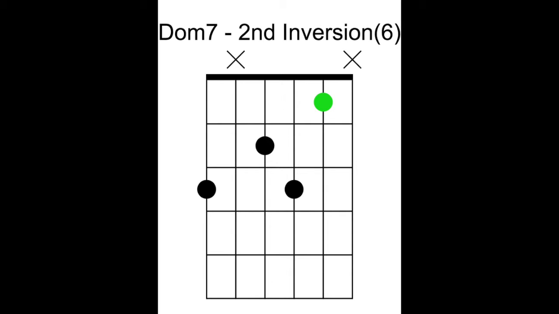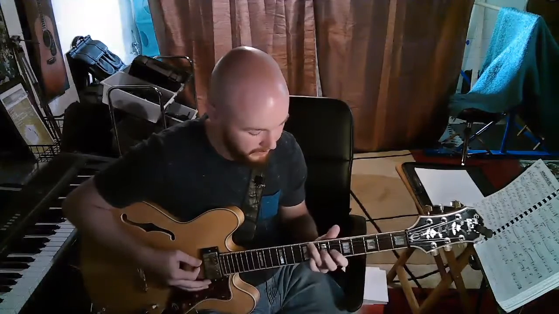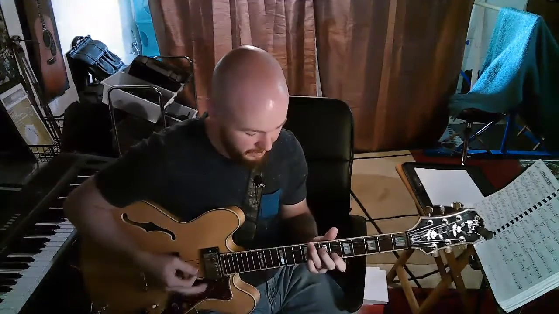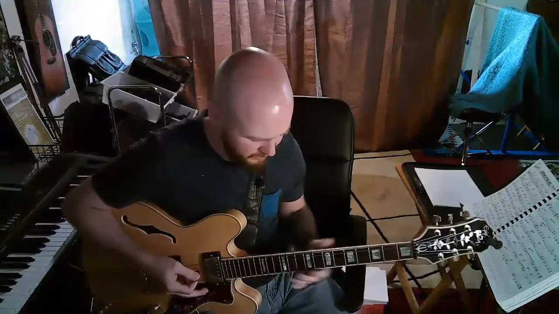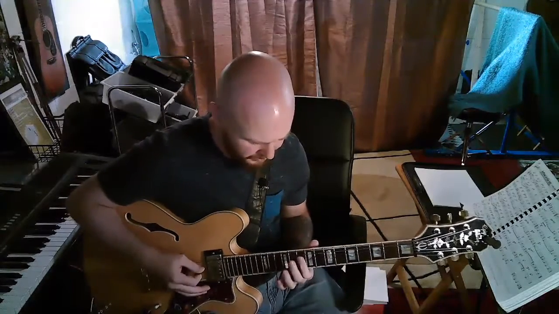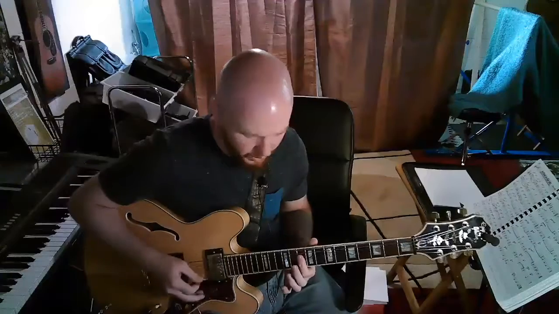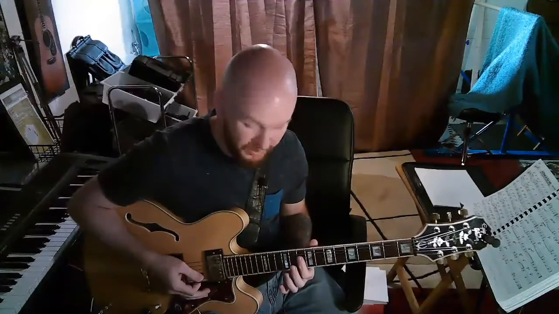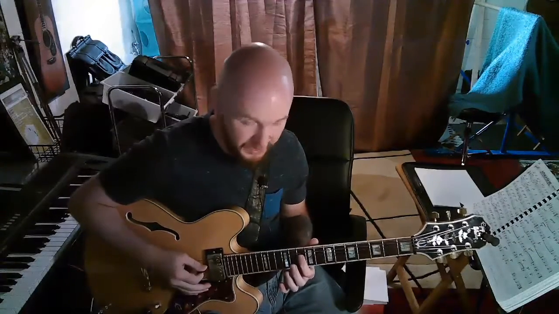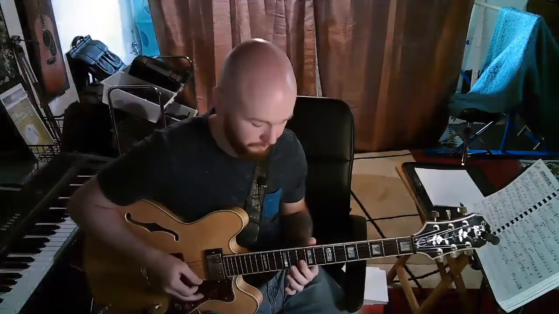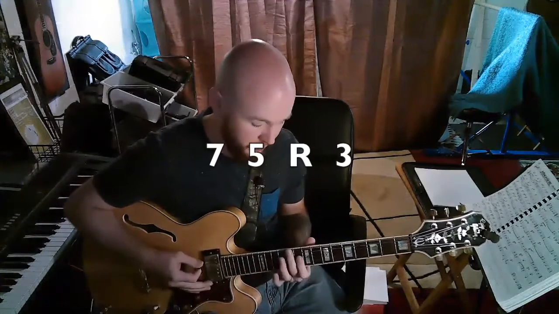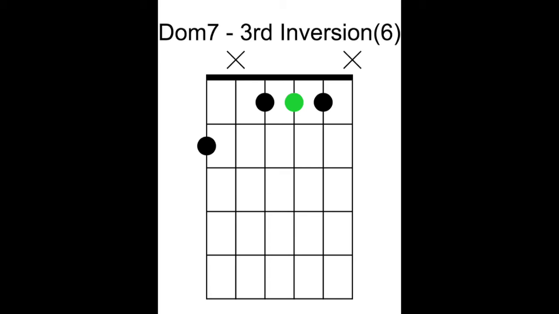Okay, so we've got root position, 1st inversion, 2nd inversion, and now 3rd inversion is probably the easiest of all of these. So we're just playing E flat at our 11th fret E string, and then right here we're barring across the D, G, and B strings all at the 10th fret, which is giving us C, F, and A, which is our 5th, root, and 3rd. So this voicing is 7th, 5th, root, 3rd.